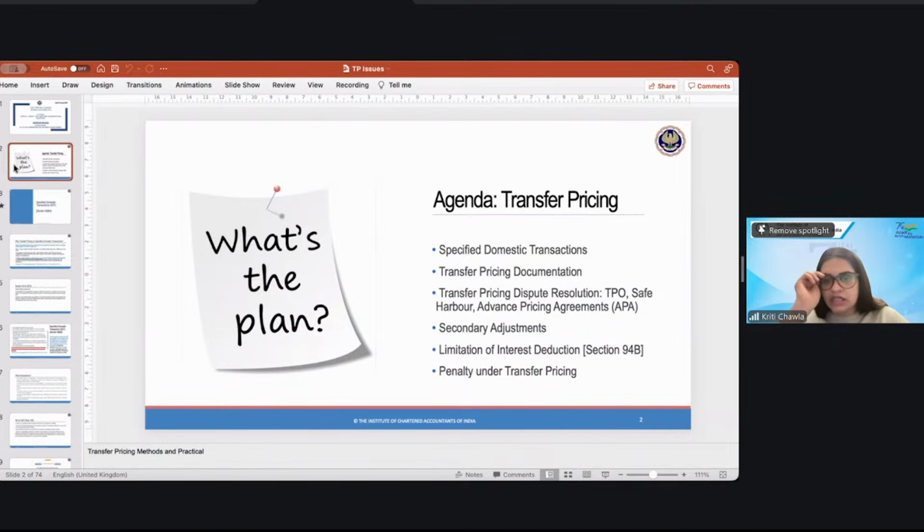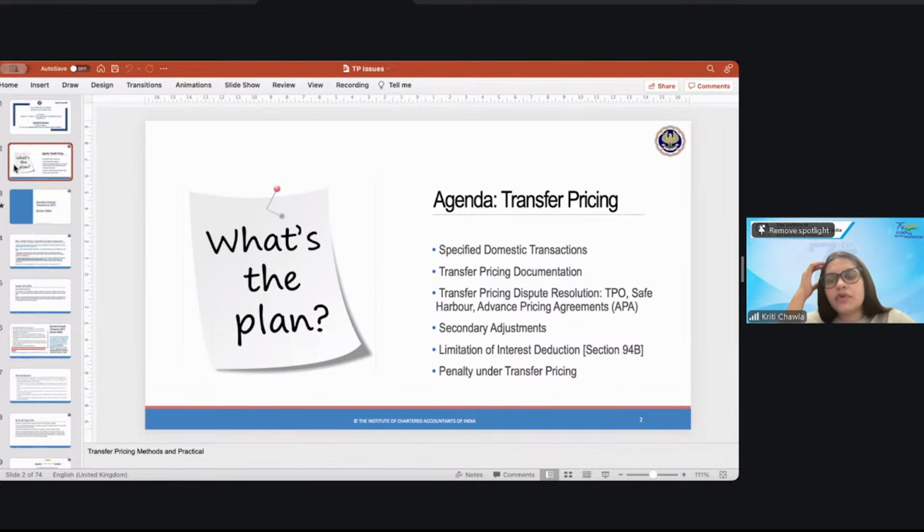After that, we will be starting with transfer pricing dispute resolution. This is where we'll briefly talk about the reference to the transfer pricing officer, and we'll be talking about safe harbor rules. And then there is something called advance pricing agreement. Let's see how much we're able to cover, but this is my plan for today.